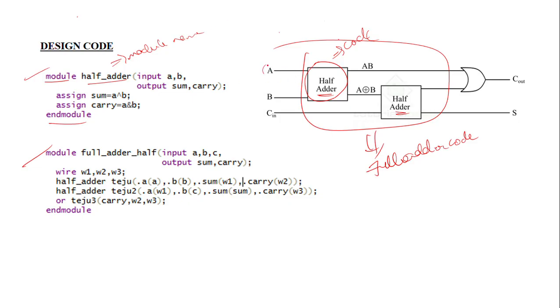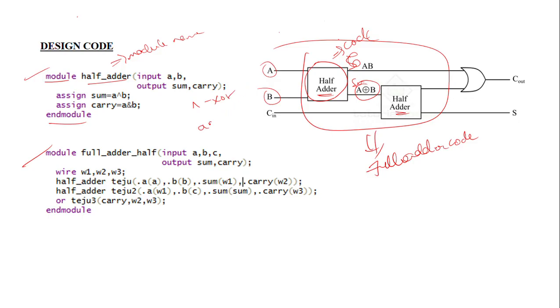So what are the inputs here? A and B are the inputs. So simply write input A, B, and the outputs are sum and carry. For the sum formula we already discussed that it is A XOR B. Here you can observe that in Verilog the XOR gate symbol is the caret.